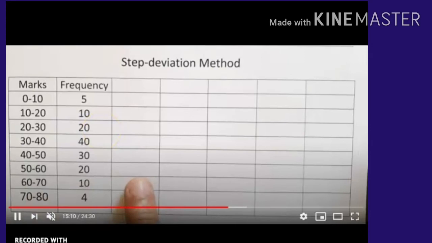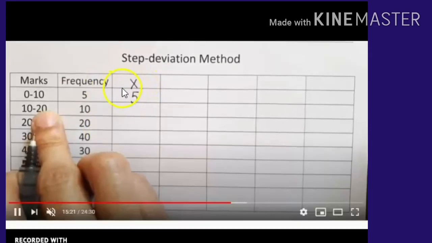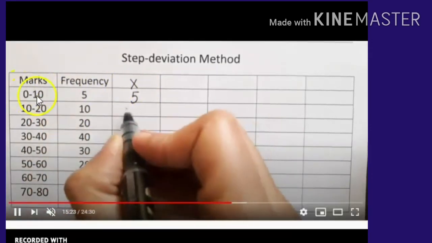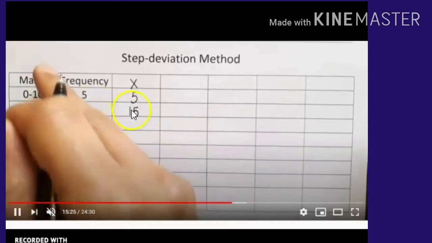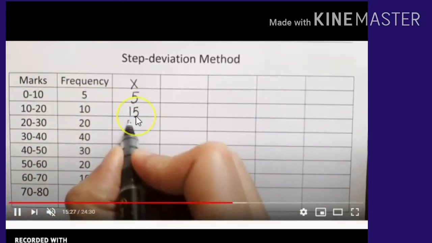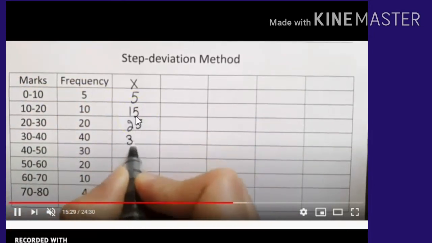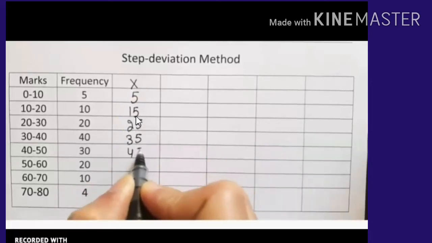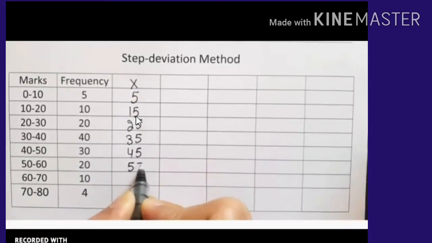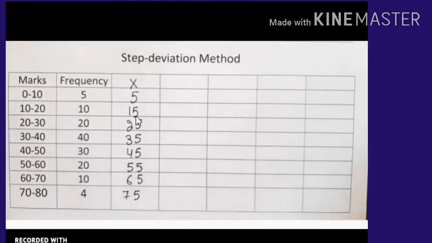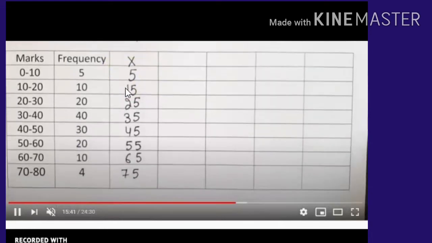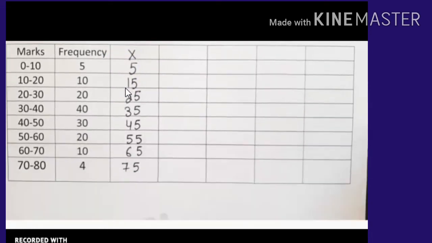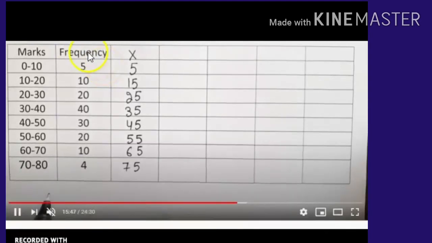So next is the step deviation method. Here you need the x column, that is 0 plus 10 divided by 2 for 5, next 15, then 25, then 35, then 45, then 55, then 65, then 75. This is the answer that you are getting as x. Then you have to find this d.